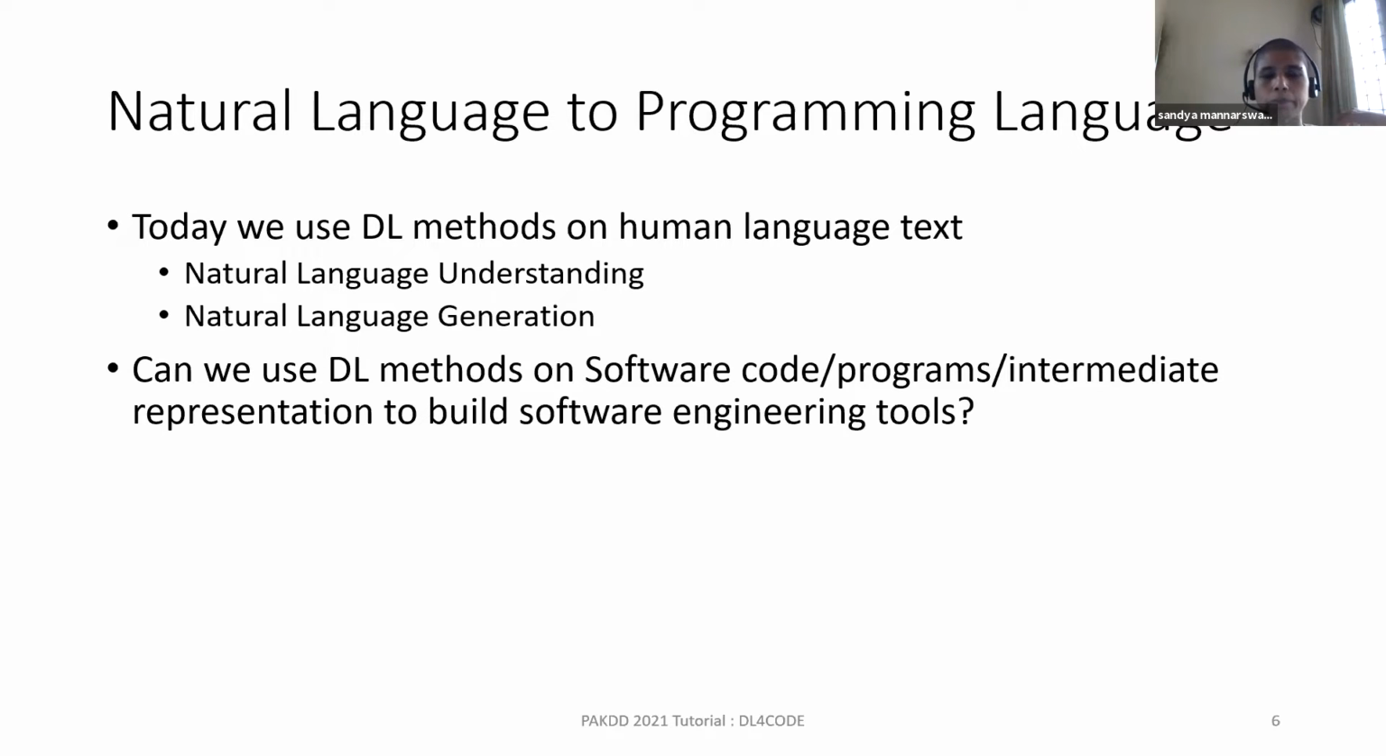So the question before we talk about applying deep learning techniques to code is the following. Can we use deep learning methods on software code or programs? Software code or a program is not natural language, right? It's actually a programming language which humans use to communicate with machines. We give our high level intent in a specific programming language, which is then translated by the compiler to run on the target machine. So the first question we need to answer is, can we use deep learning methods on software code?